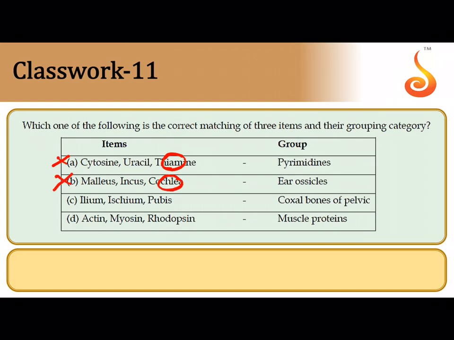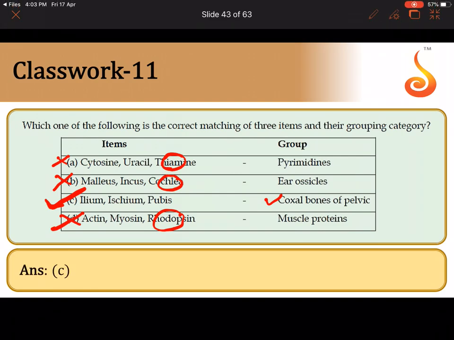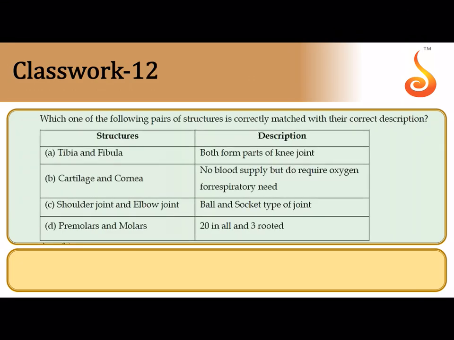Then the last one, the middle one says ilium, ischium, pubis, coxal bone. Yes, so this is the correct answer, ilium, ischium, and pubis. And how can rhodopsin be a muscle protein? It is not true. So the correct answer is the third answer, that is ilium, ischium, and pubis.